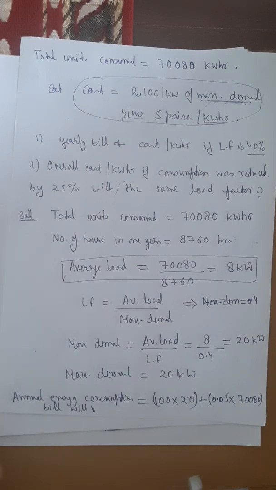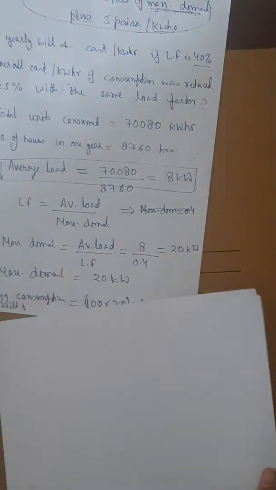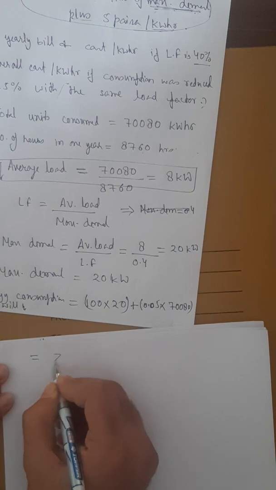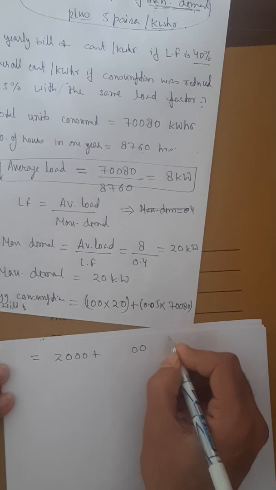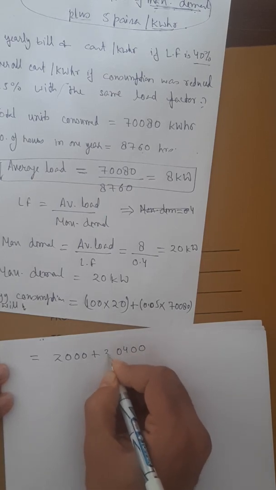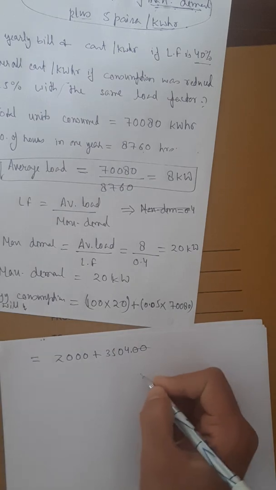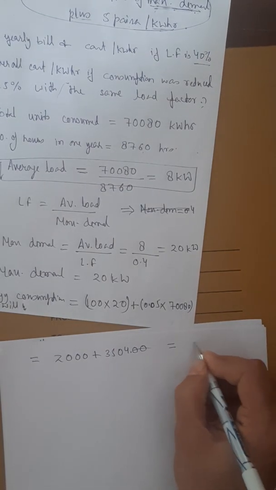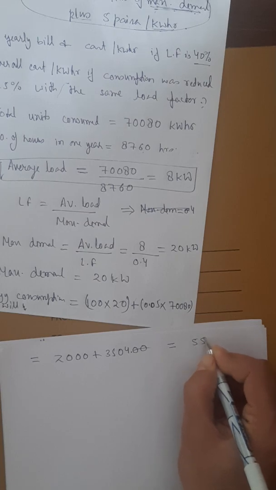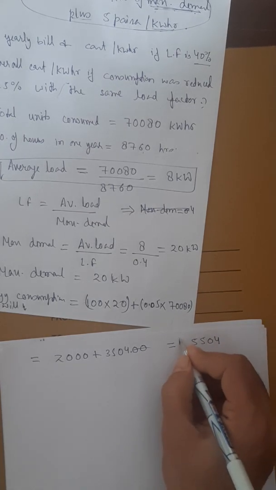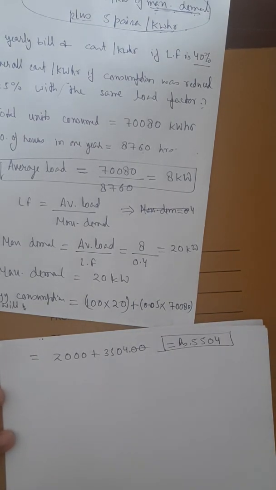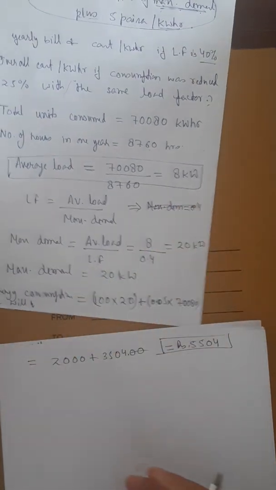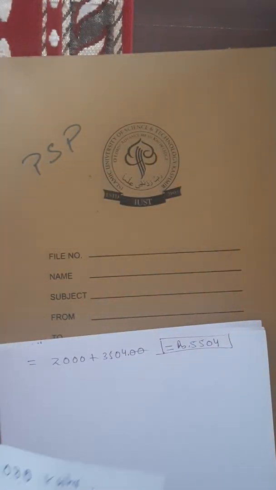Got it? So what is the bill? If you add these two, it will be 2000 plus 3504, so the bill will be around 5504 rupees. So the first part is solved. The second part, what was the second part? The second part is the overall cost.